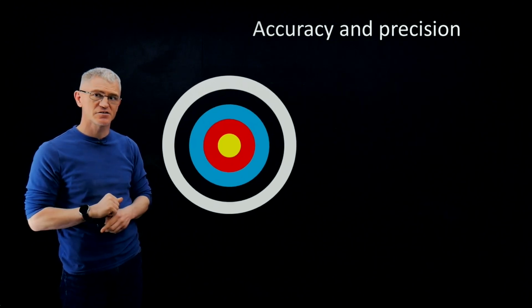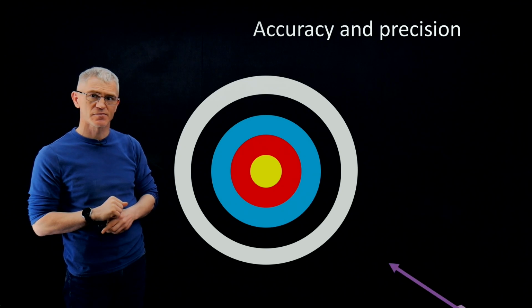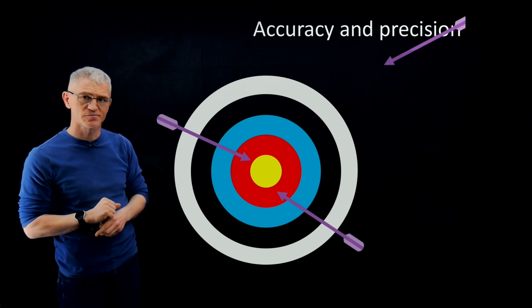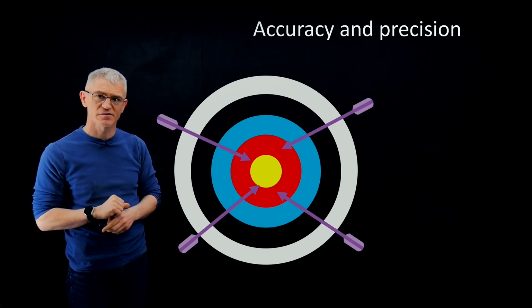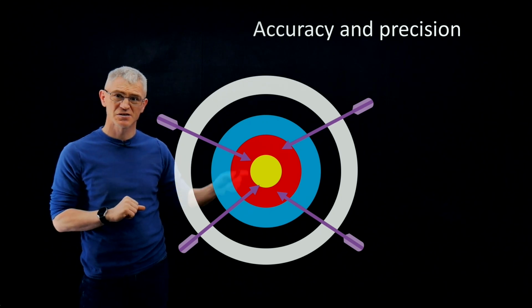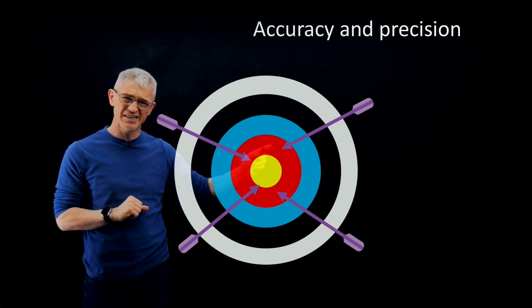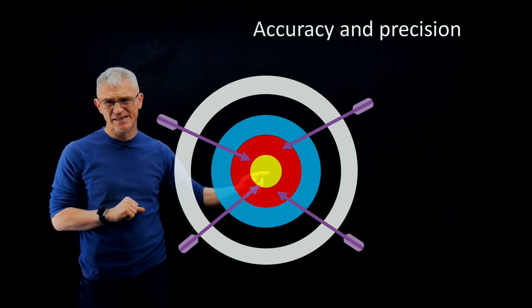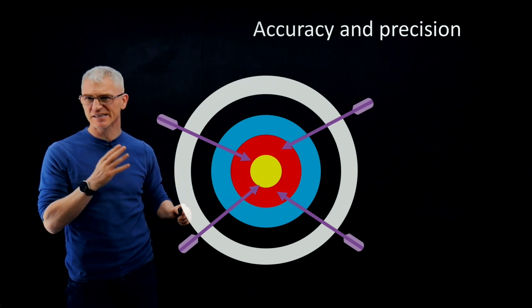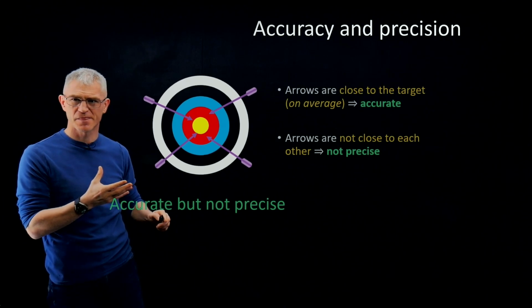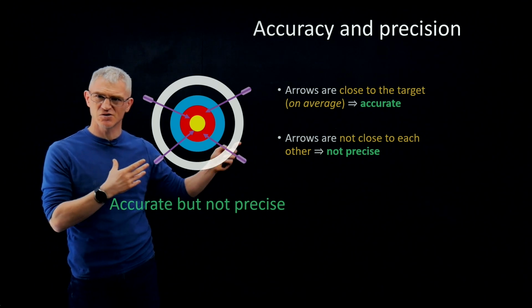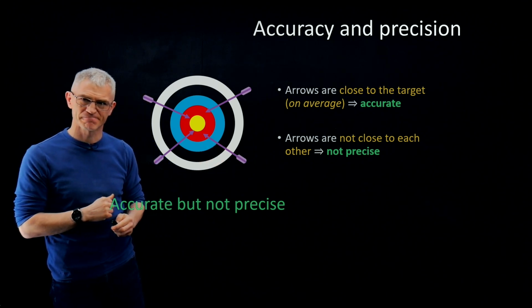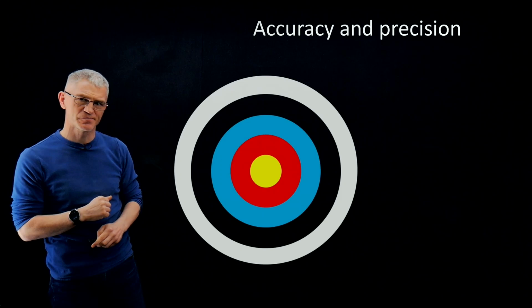All right, let's go for the final one. So we have got these. They are grouped a tiny bit, but can you see they're a little bit too far away? They're getting towards being accurate. So I'd say these are kind of accurate, but they're not precise because they're not grouped together. Let's try another one.